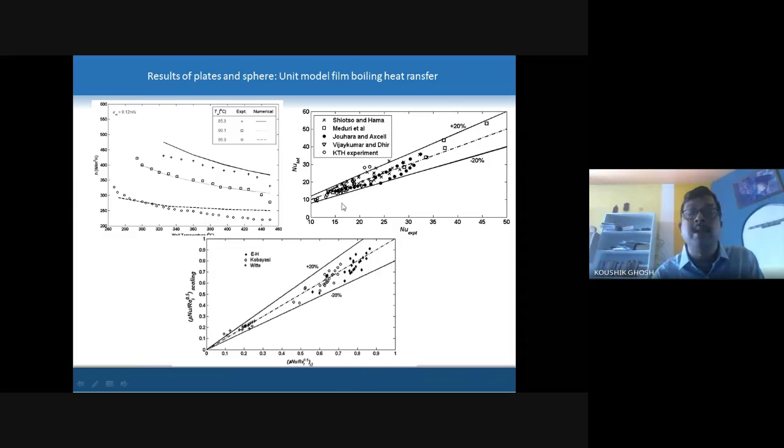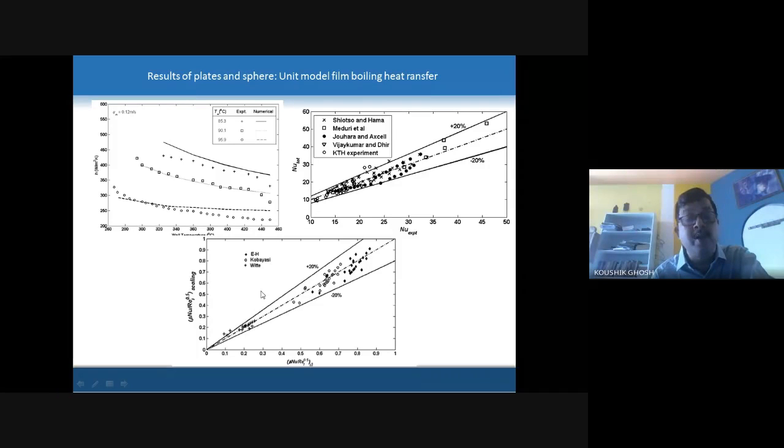And you can see these data we have developed, from the 5 sets of researchers we have correlated in our correlation, and this is within the 20% plus or minus band. Considering the complexity of the problem, this error is not a huge error, we can say. And you can see these data which we have got. This is for the sphere. So these are the plate unit model and the spherical unit models.